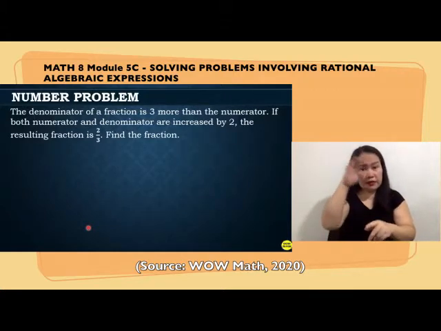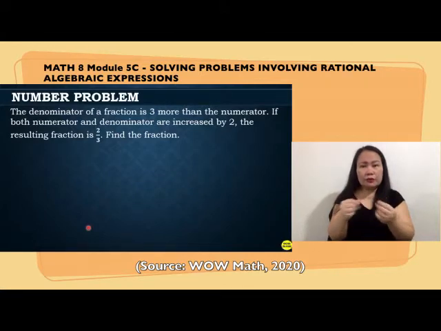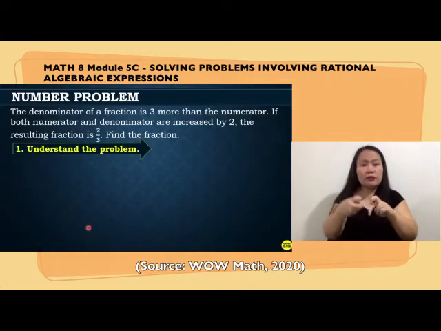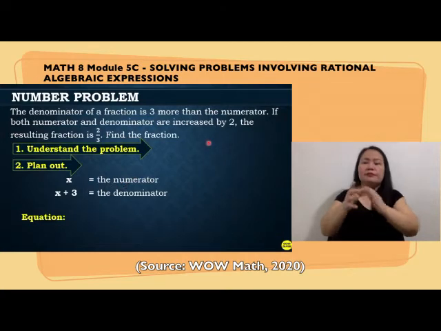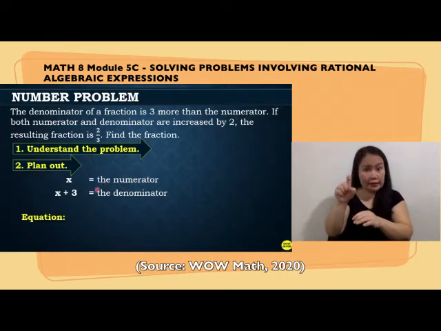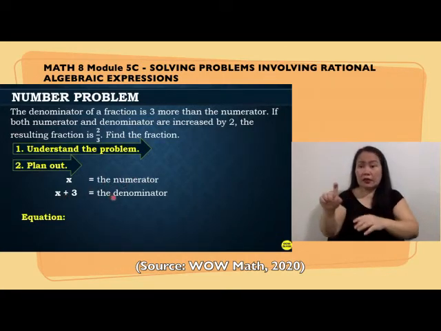So find the fraction. Yun ang pinapahanap sa atin ngayon. So understand the problem. Plan out. So x will be the representation of the numerator. So ayun ang numerator natin. So x. Now, bakit tayo nag-x plus 3 sa denominator?